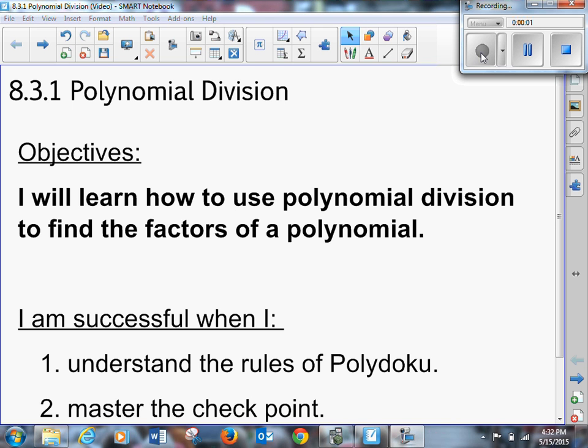Welcome to the video notes for section 8.3.1 called Polynomial Division. Our objective for the day: I will learn how to use polynomial division to find the factors of a polynomial. And I know that I am successful when I understand the rules of PolyDoku, looking forward to finding out what that's all about, and master the checkpoints.